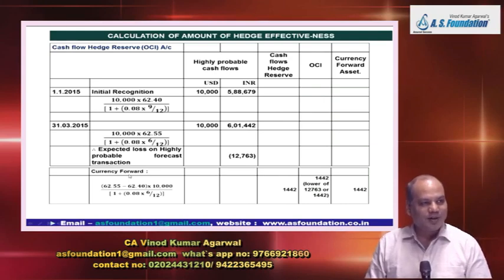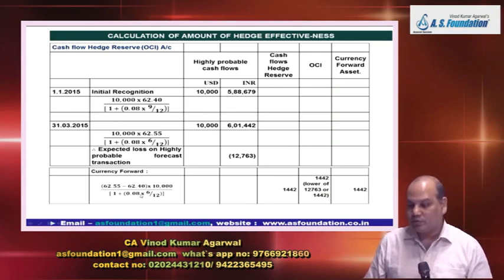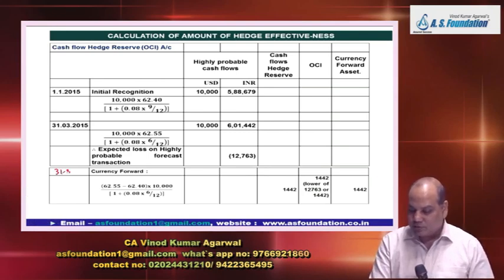3 times we have to recognize the change in fair value. Now you see the calculation. You correctly said there is a gain of 62.55 minus 62.40. This is the gain per unit of dollar into $10,000 upon 1 plus 0.08 into 6 by 12. Whatever date you write here, 31st March, with respect to that date and the maturity date, you have to see what is the gap.